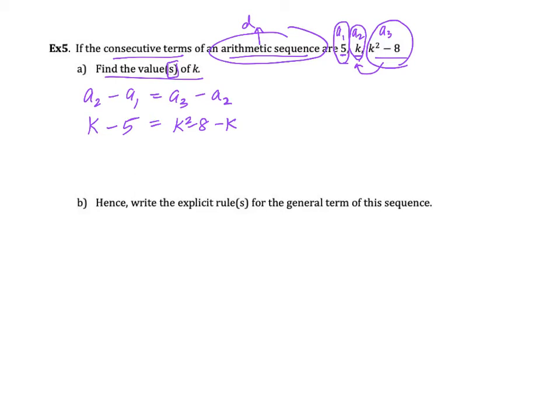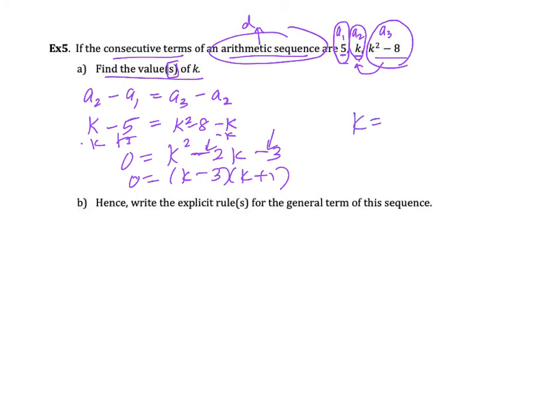We just did a big unit on quadratics. So if we set this equal to 0, then we have 0 equals k squared. We move the k over by subtracting k, so we get negative 2k. We add the 5 to get negative 3, and then we're going to factor. So minus 3 plus 1, that multiplies to give me negative 3, adds to give me negative 2. So k is going to be negative 1 or 3. So I have two answers.